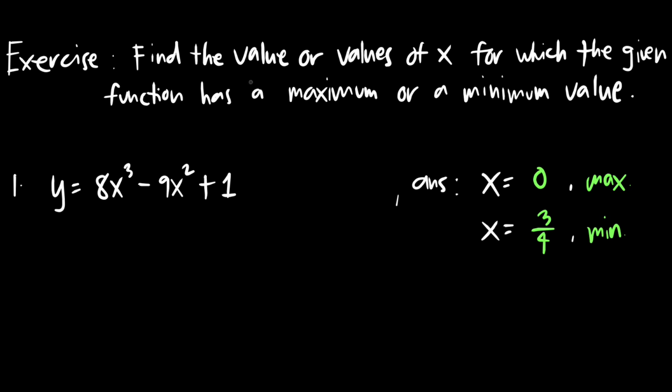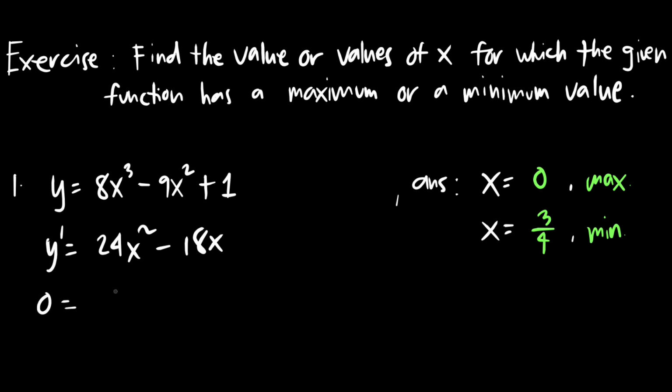So for the exercise, find the value or values of x for which the given function has a maximum or a minimum value. So for number 1, y equals 8x cubed minus 9x squared plus 1. So we'll get its first derivative. So y prime is equal to 24x squared minus 18x.